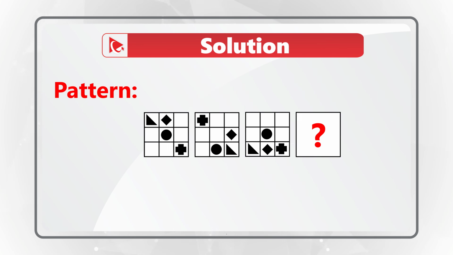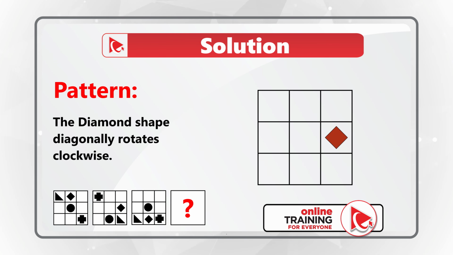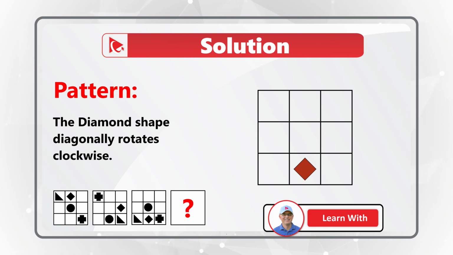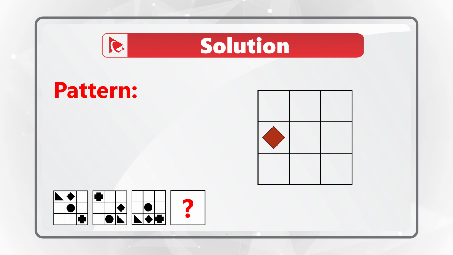In the first square, the diamond shape is in the upper middle section. In the next square, the diamond rotates 90 degrees clockwise. And now it is in the middle row to the right. In the next square, the diamond is in the middle column at the bottom. So we can correctly assume that in the 4th shape, the diamond would be in the middle row to the left.